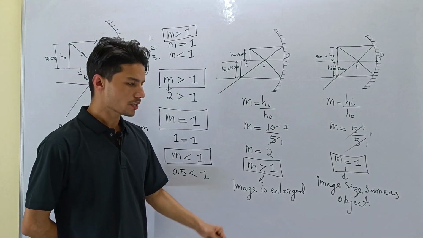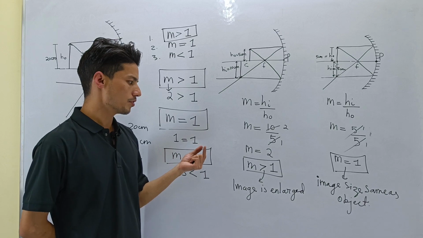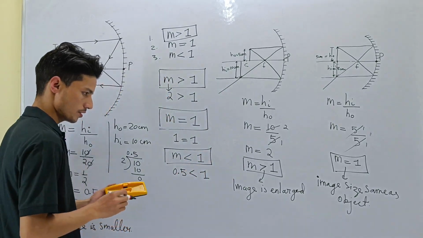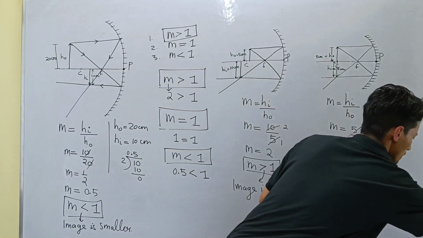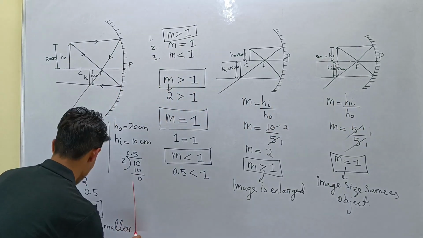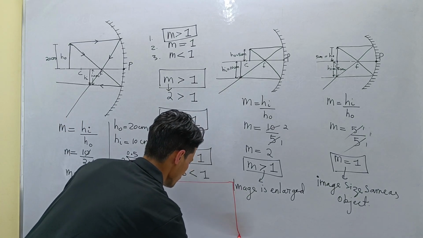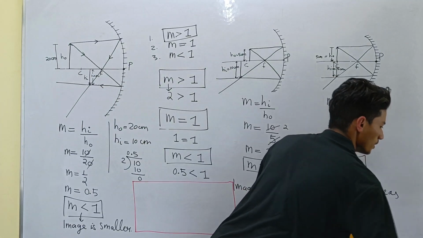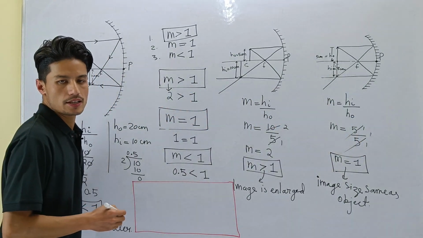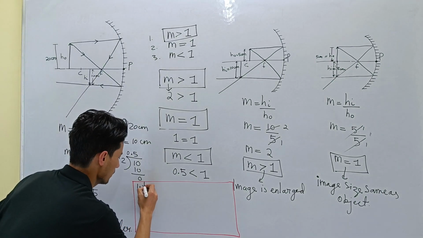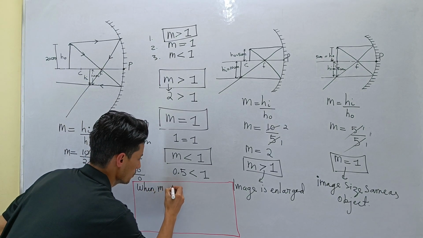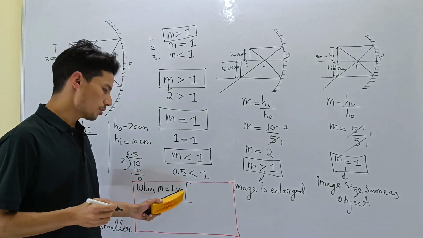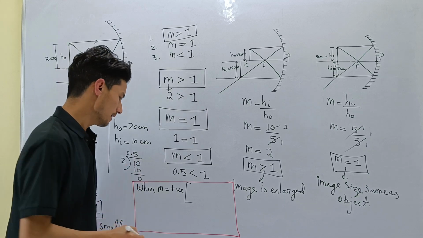Another one is here. Now let us discuss magnification in terms of sign. Let me use this red marker. So this is almost over now, so let me just write here another detail for you. So when we get m value to be positive, remember the image is virtual and erect.